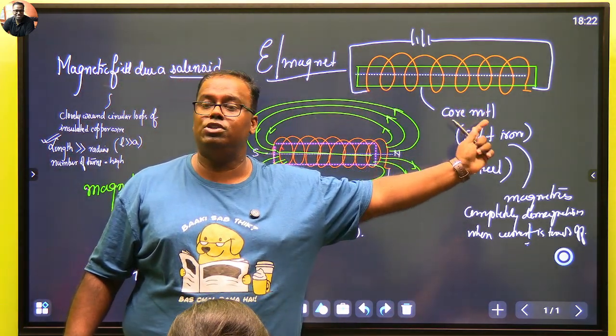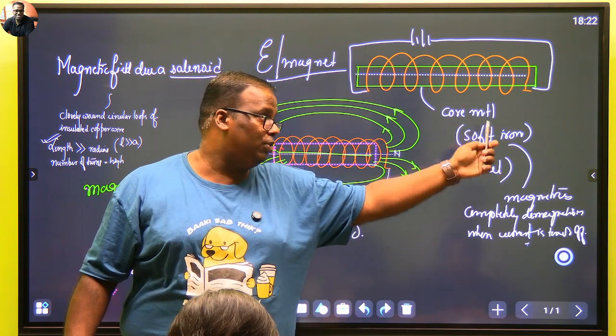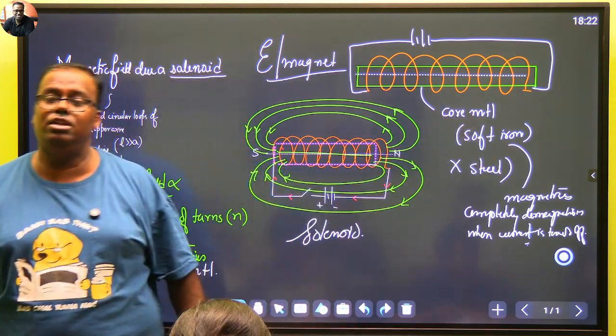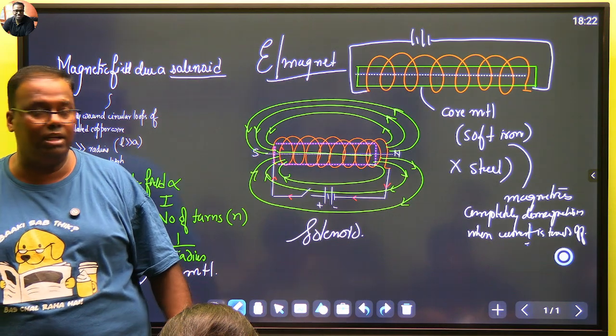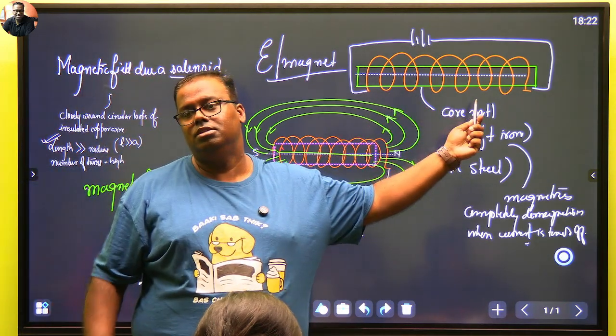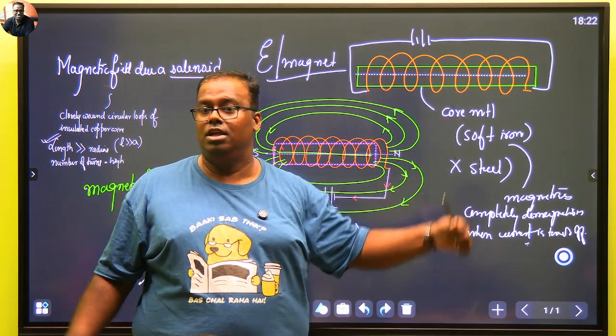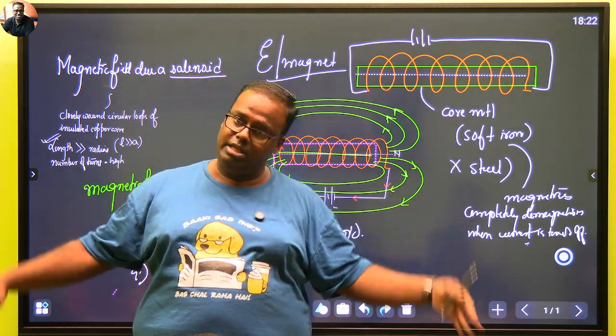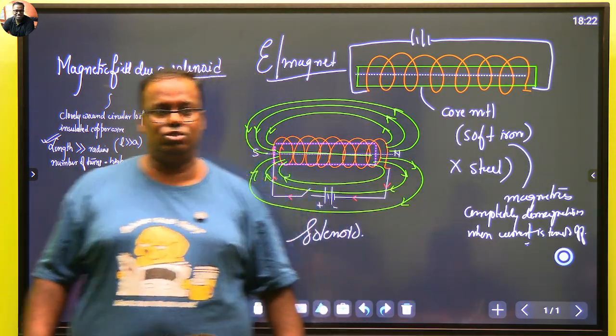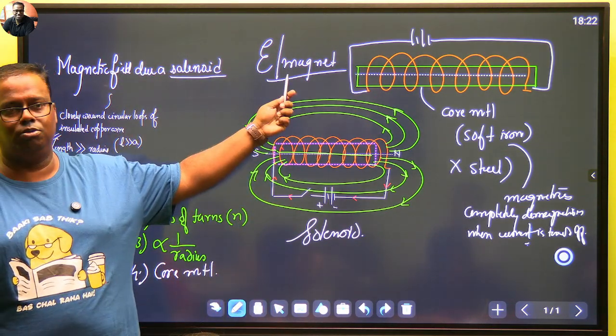Why did you prefer soft iron over steel? We prefer soft iron over steel because steel does not lose its magnetization completely when the circuit has been turned off, when the current flow has been turned off. Whereas if you have soft iron, it magnetizes 100% and demagnetizes to 0% when the current is off. So it makes a perfect choice for electromagnet.